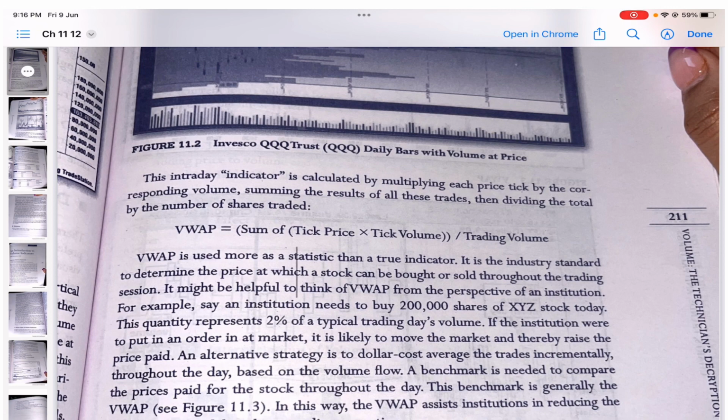So VWAP is used more as a statistic than a true indicator. It is the industry standard to determine the price at which a stock can be bought or sold throughout the trading session. So that is my VWAP.